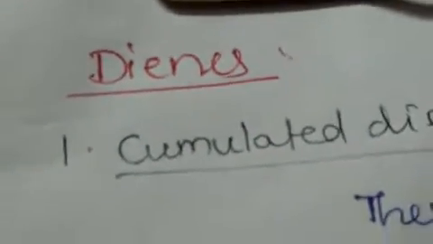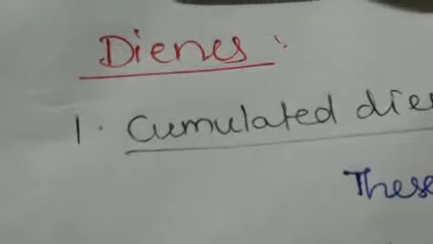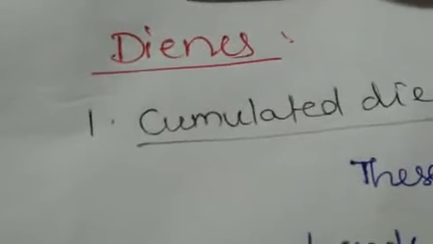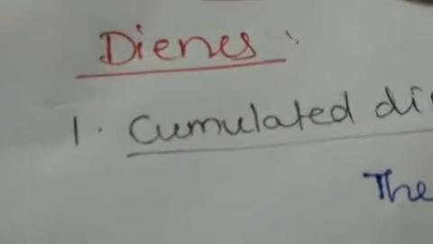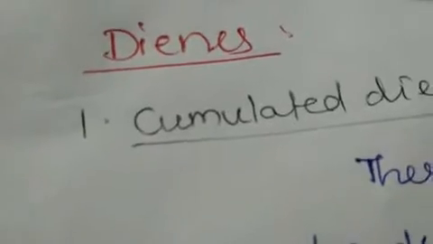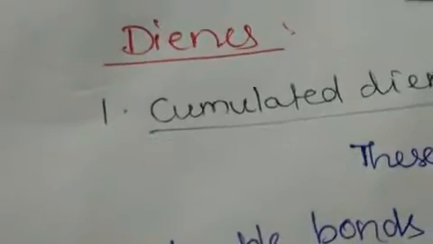Dear students, today we are going to discuss dienes. Dienes means two enes, two double bonds. If a molecule has two double bonds, that molecule is called a diene. So there are three types of dienes.